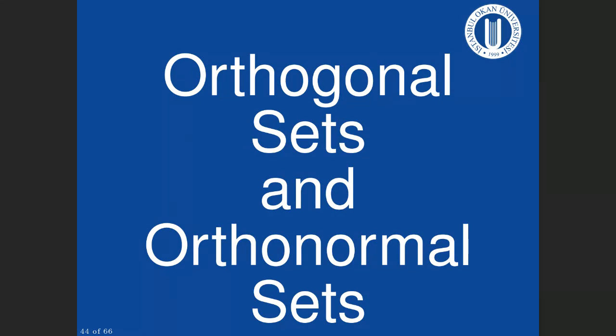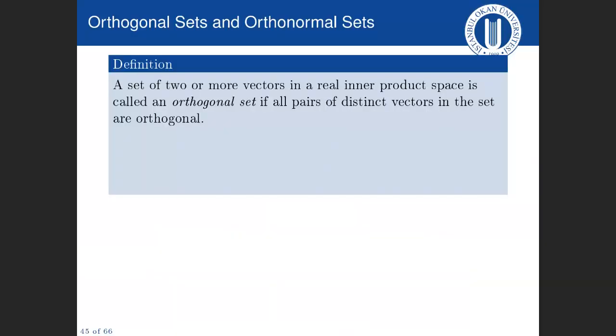And let's continue. Our third and final topic for this week's lesson is orthogonal sets and orthonormal sets. A set of two or more vectors in a real inner product space is called an orthogonal set if all pairs of distinct vectors in the set are orthogonal. That means that if we take any two vectors in our set, we must have that their inner product of u and v is the number 0.